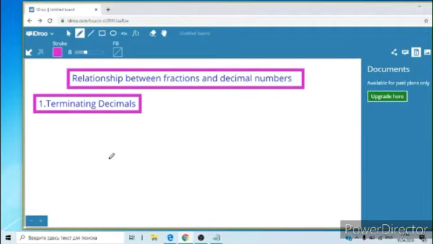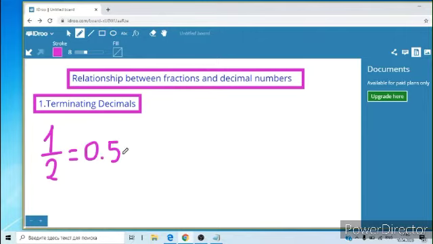Hello everyone. Today we will learn the relationship between fractions and decimal numbers. First, terminating decimals. For example, let us write one fraction, which is 1 over 2. So, if we divide the numerator by the denominator, we will get the decimal, which is 0.5.